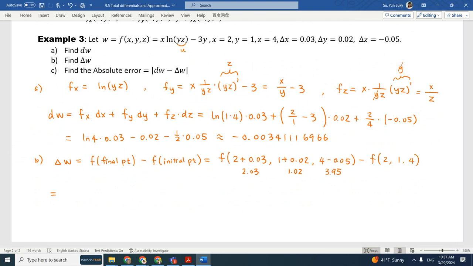X. What is x? Yes, 2.03 times ln of y, which is 1.02, z is 3.95, minus 3y, which is 1.02. That is the f of the final point.